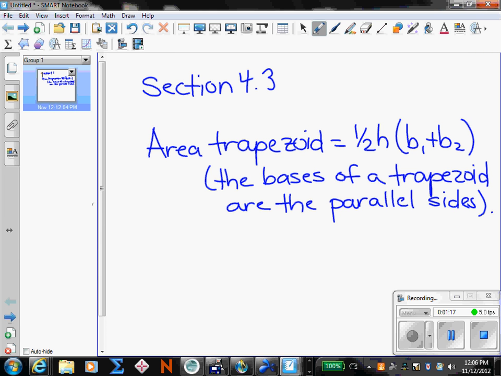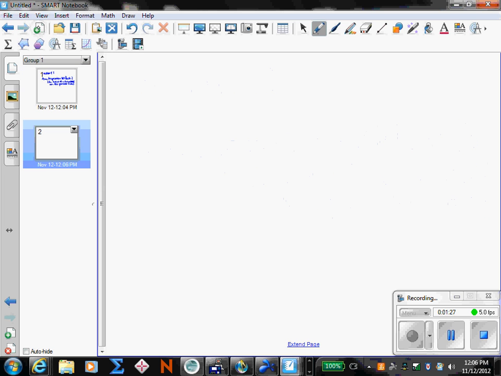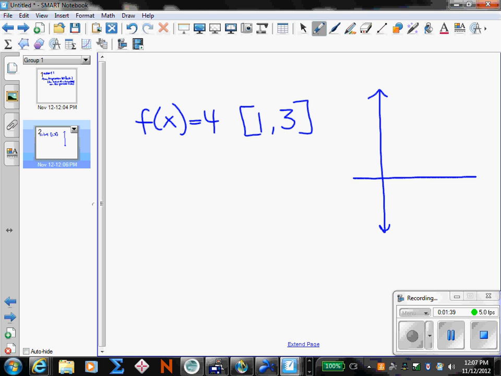Okay. So what we're going to do today is just use these geometric shapes to find the area underneath the curve. So our first example is f of x equals 4. We want to find the area underneath the curve between 1 and 3. So I am just going to sketch a graph. 1, 2, 3, 4. It's a horizontal line.